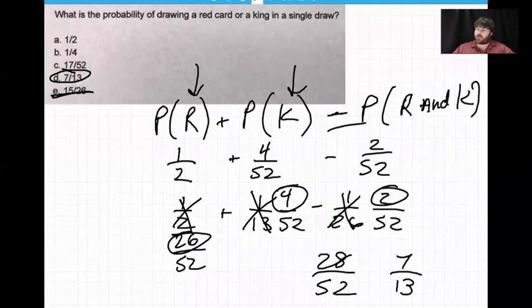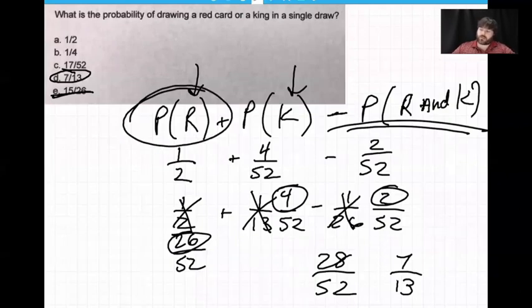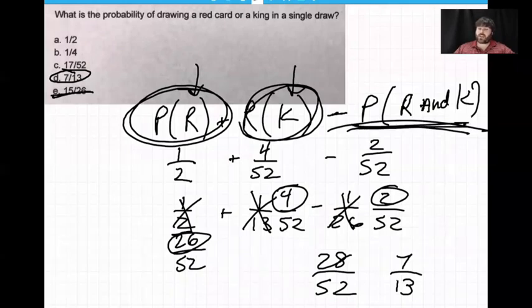You've got to be careful of this duplication. It gets me into a lot of trouble sometimes too. I'm like, oh, it's easy, it's or, it's this plus this. Watch out for those things you counted twice, because when you found the probability of the red, you counted those red kings. When you found the probability of all 4 of those kings, you counted those red kings. So you need to take away those red kings that you added twice. That's why we subtract that in probability.